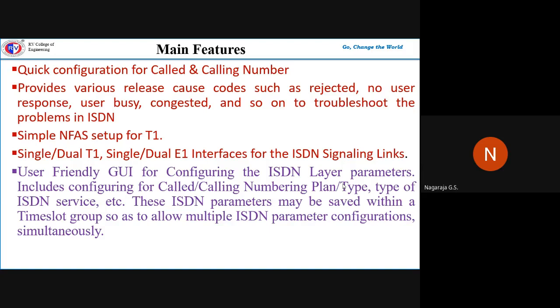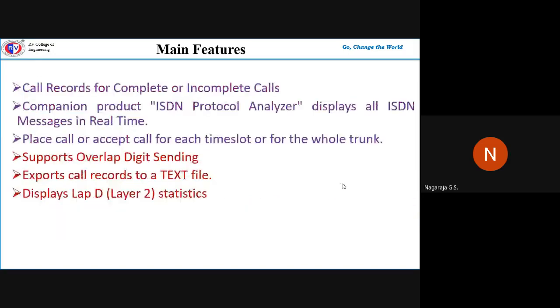We also have a user-friendly GUI for configuring the ISDN layer parameters, which includes configuring the calling number, the type of ISDN service, ISDN parameters, and many more configurations as well. In addition to that, we have call records for complete or incomplete calls, and a companion product, the ISDN protocol analyzer. It displays all ISDN messages in a real-time environment.